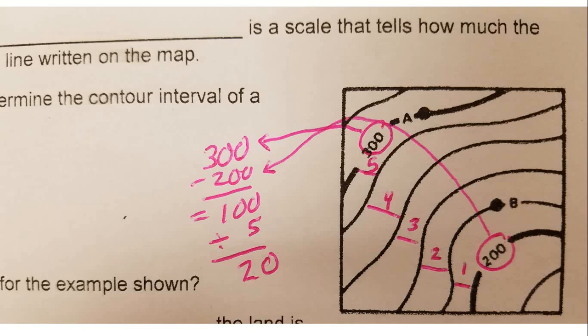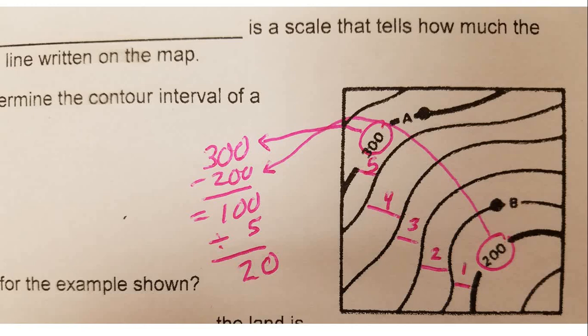So our contour interval for this map would be 20. Each line represents going up 20. And I know that because 300 minus 200 is 100. So there's a difference of 100 between those index contours. But we took 5 steps to cover or go up 100. So 100 divided by 5 means each step that I went up is 20.